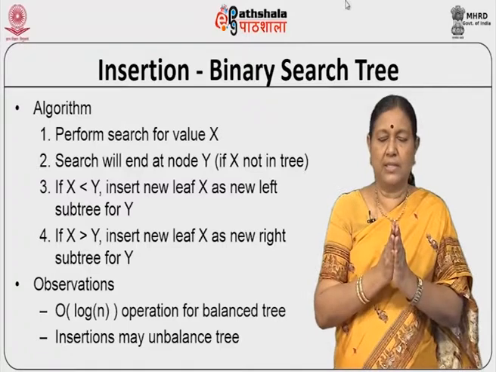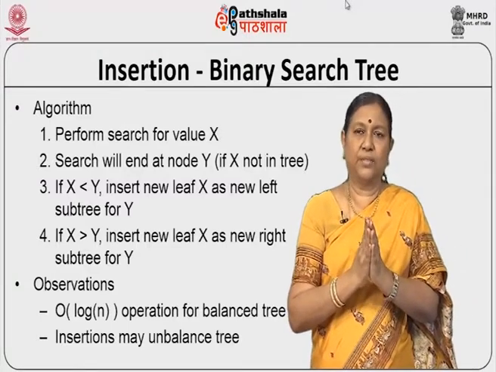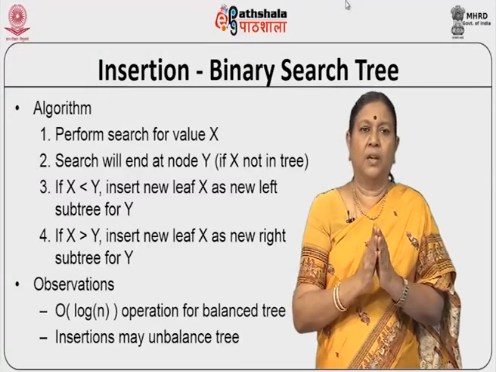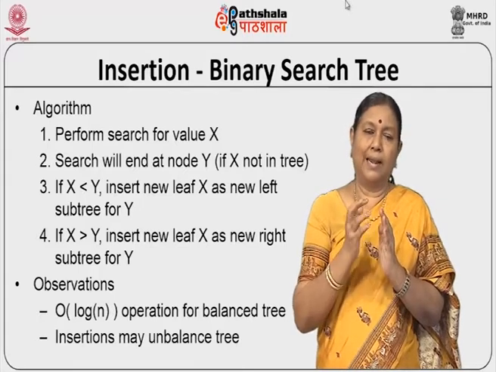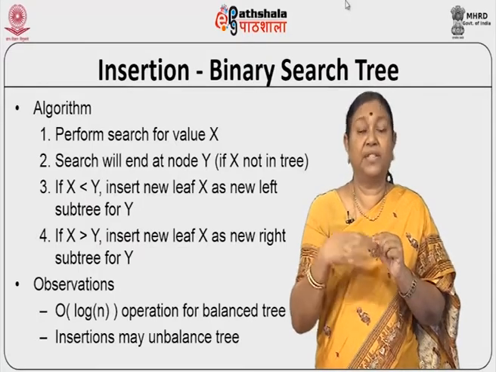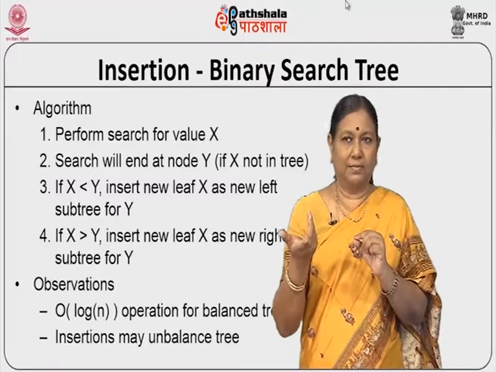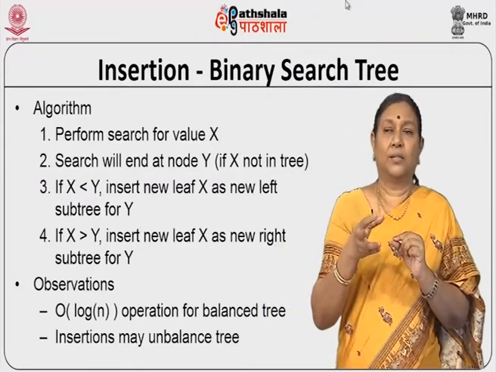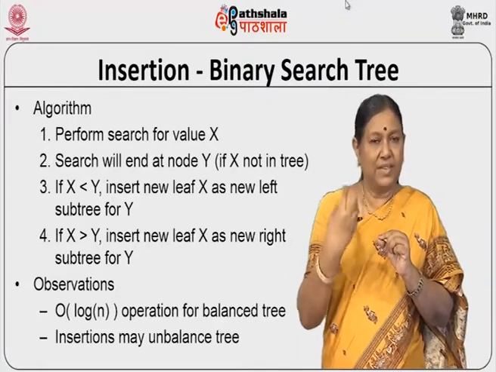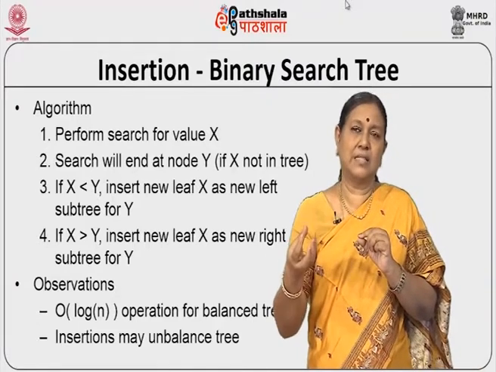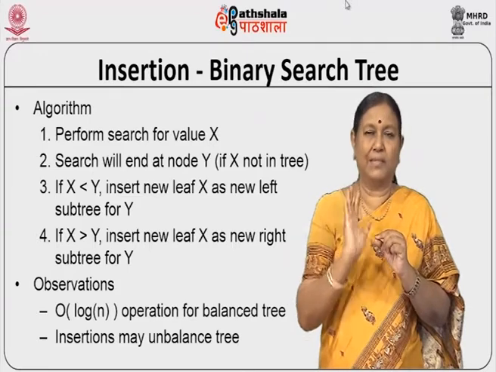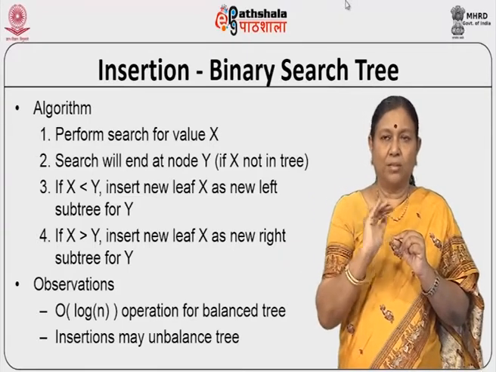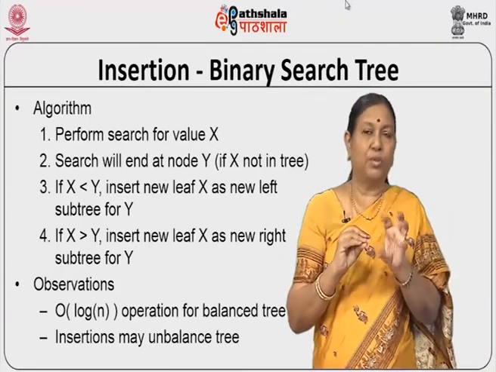So, the algorithm is this: you search for x. When you search for x, you will end up at a node y if it is not present. If it is present, you will find that it is there, and we assume duplicate nodes are not there. As I already told you in the previous module, if it is there also, we can insert it as a right subtree. We will not talk about that. We will assume that the node is not there. So, you have reached a dead end. You have reached y.